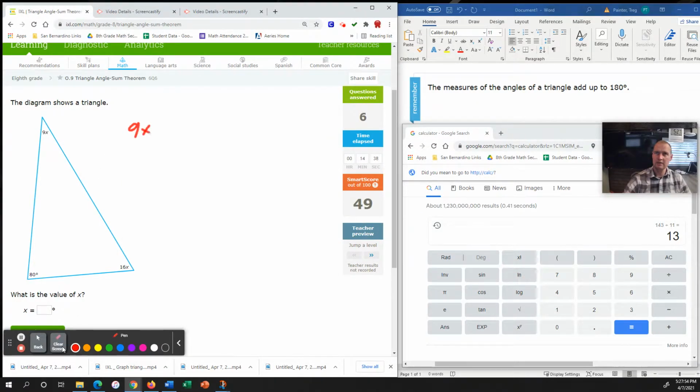We got 9x plus 16x plus 80 equals 180. All right, so 9x plus 16x is going to give us 25x plus 80, which we can't combine because it doesn't have a variable of an x, so that stays by itself, equals 180.